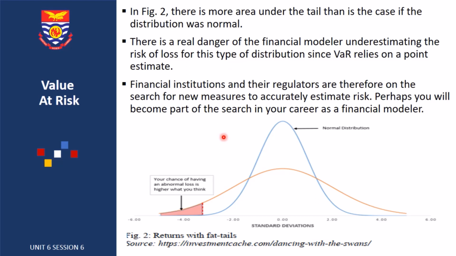Perhaps you will become part of the researchers in your career as a financial modeler. That is the near future. So we are simply saying that for us to model the VAR, we should believe that the data set can be distributed like this normal distribution. But given the plot that we are seeing here, which is the orange line, there is a chance that this distribution is not normal, given the heaviness of the tail. Therefore, using the value at risk model, which assumes normality of distribution, is not appropriate.